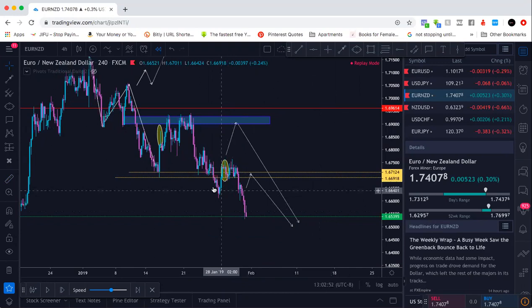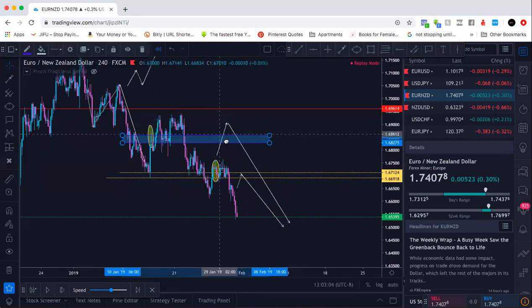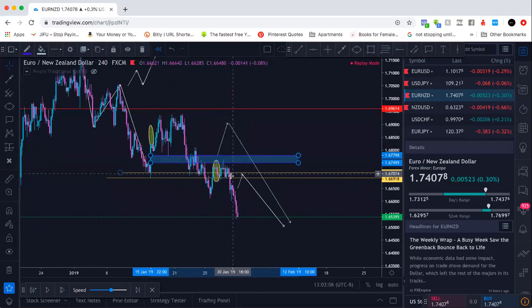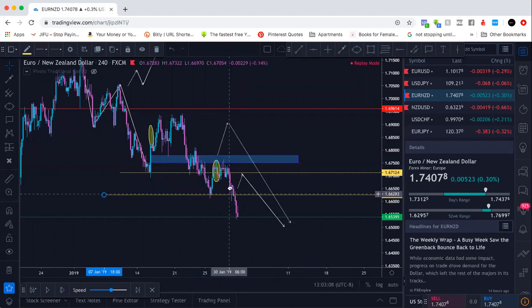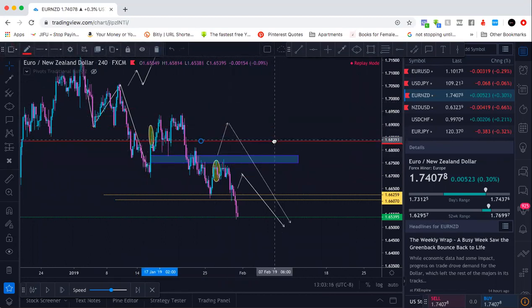Okay, so now price officially broke through this last low. So now we're going to move our structure zone down. We're going to move our structure zone to this swing high here, and we're going to move these down here. All right, so now your stop loss gets moved down here.